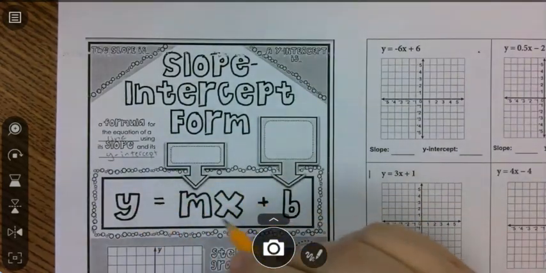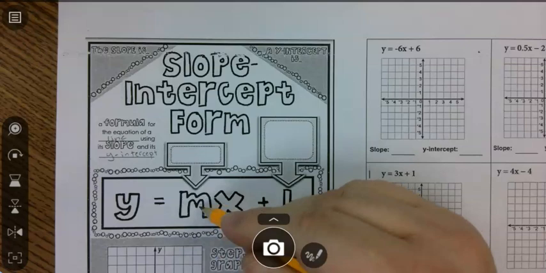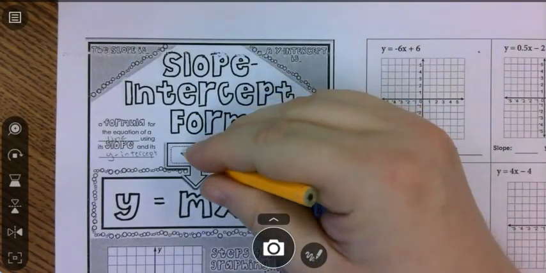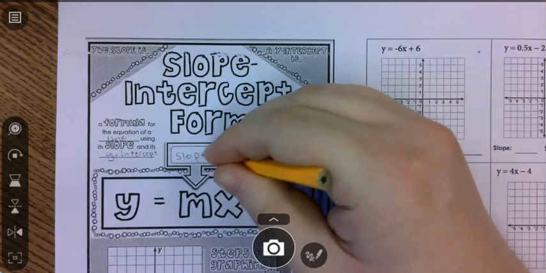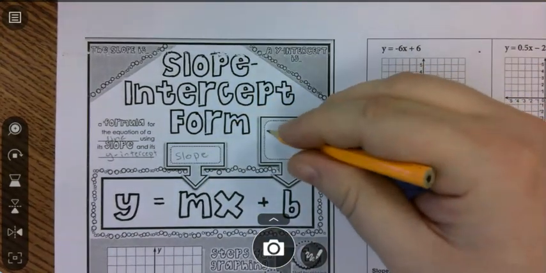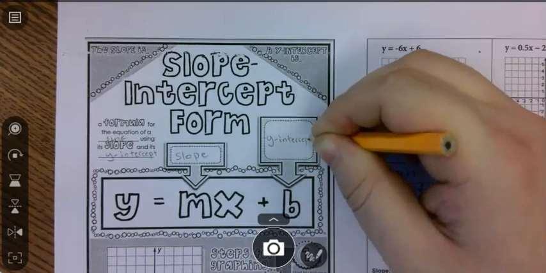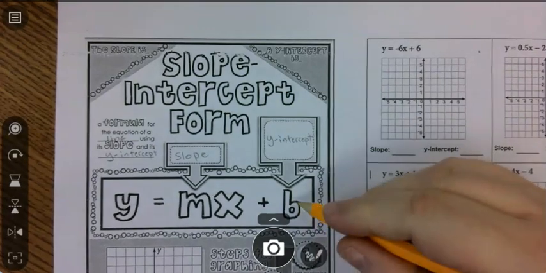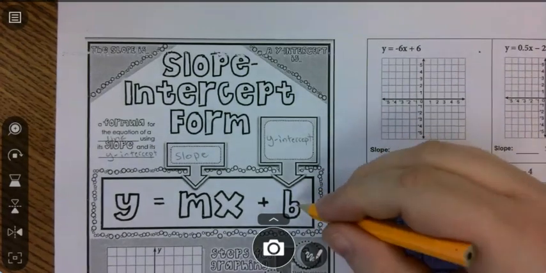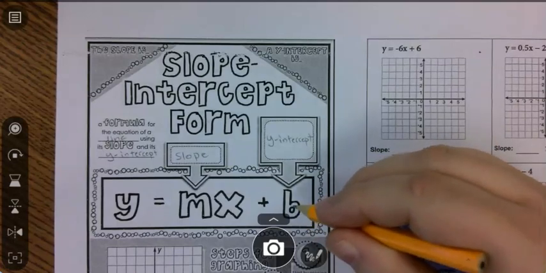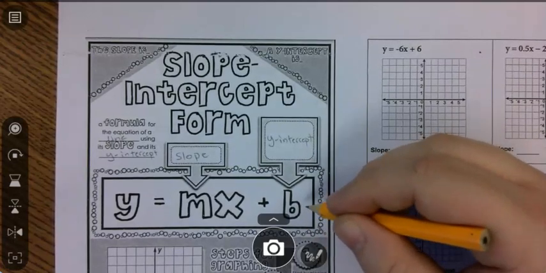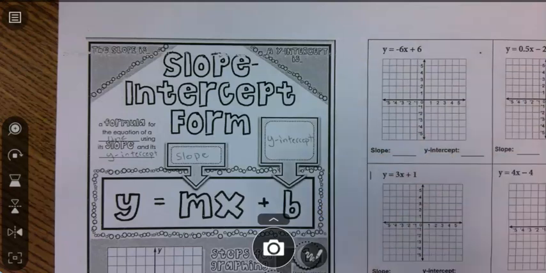Y is equal to mx plus b, where the m is representative of our slope and where b is representative of our y-intercept. Okay, and remember that the y-intercept is the spot where the line will cross the y-axis. That's what it means by y-intercept. Okay, and we can use this to graph any line on a graph.